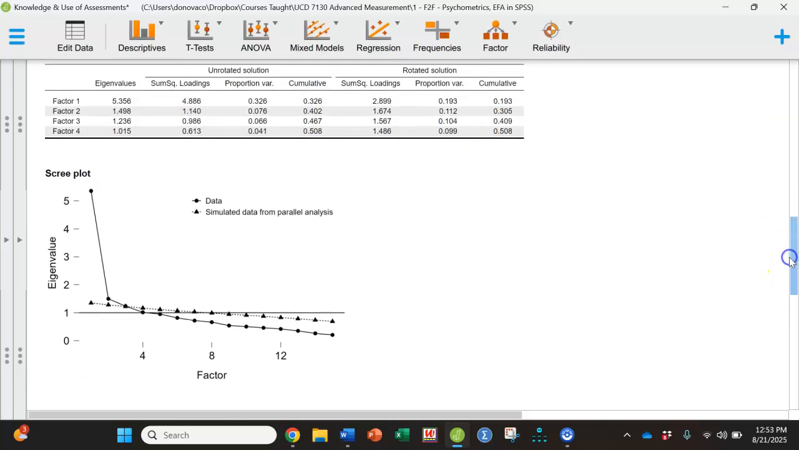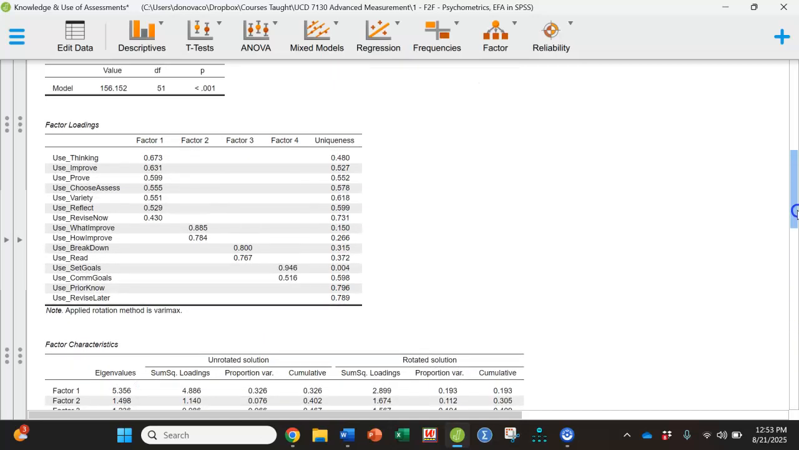The problem is, I can't just say, well, these aren't real, so we're just going to retain factors 1 and 2, and I'm going to ignore these 2. Because when I look at the content of these, they actually do make sense together.